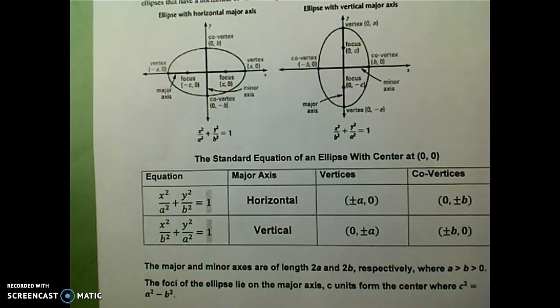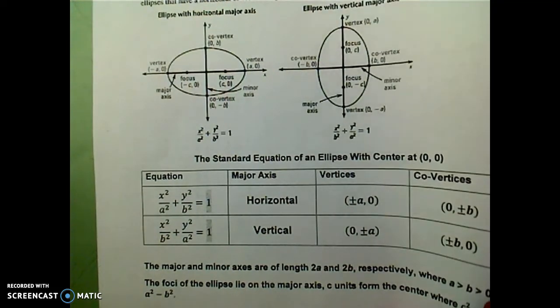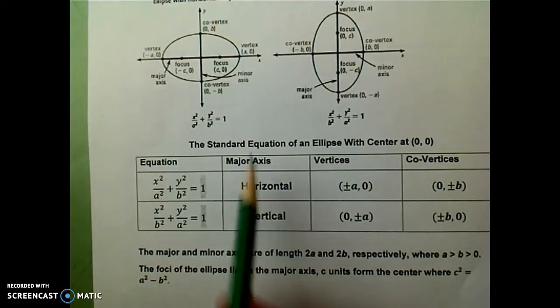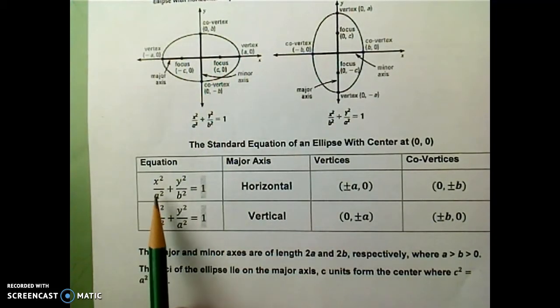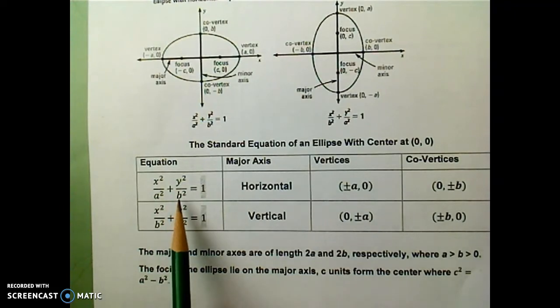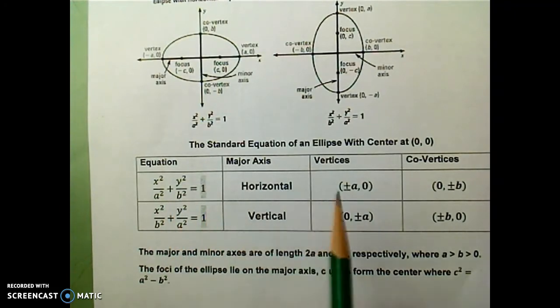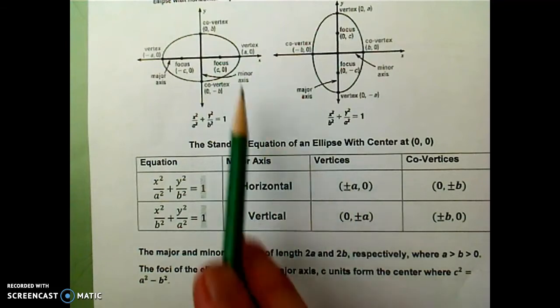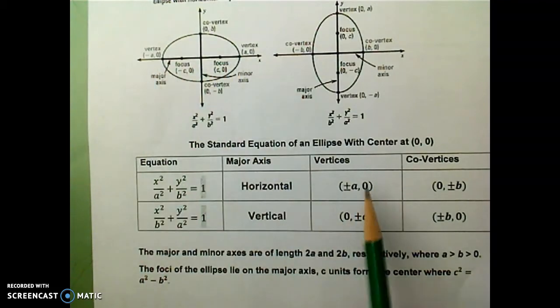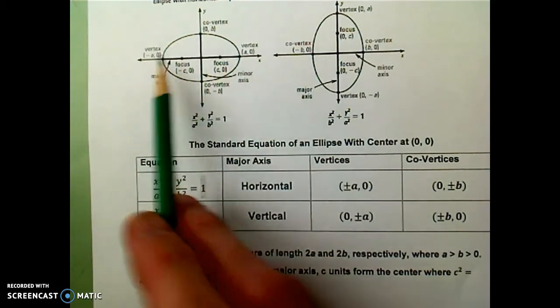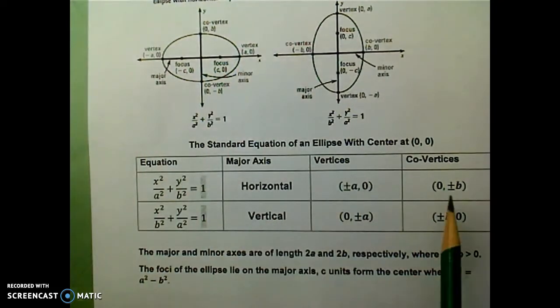Standard equation of an ellipse when the center is at the origin, at (0, 0). If the major axis is horizontal, so longer than it is tall, it'll look like this: x squared over a squared plus y squared over b squared equals 1. Major axis horizontal. The vertices, where the ellipse intersects the major axis, are (a, 0) and (negative a, 0), so the same distance away from the origin. The co-vertices, on the minor axis, are (0, b) and (0, negative b).